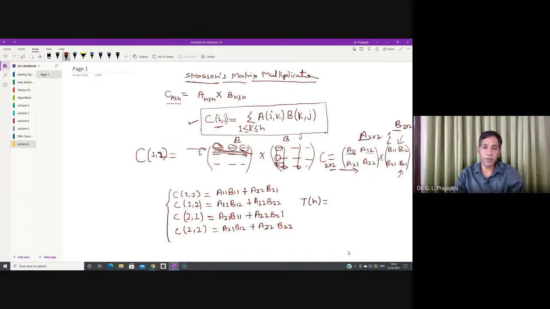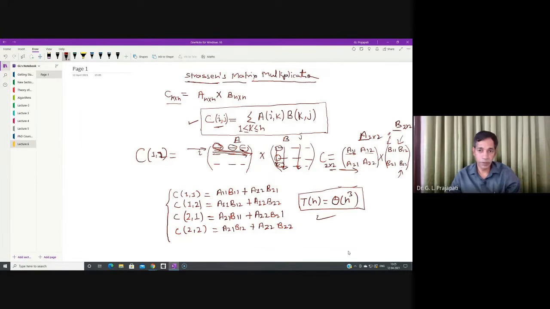See, the resulting matrix has dimension n by n, you know that. Once you obtain the entries, you will have the n by n matrix, which means you have n square elements in C. For obtaining only one entry, you need n multiplications. So obtaining n into n, that is n square entries, you need n cube operations. So generally, you can say this is theta of n cube. So for obtaining the product of two matrices of size n by n using the brute force method, we require theta of n cube operations.